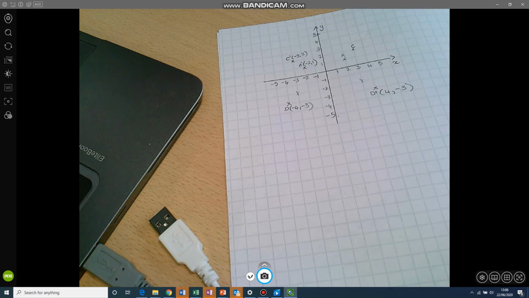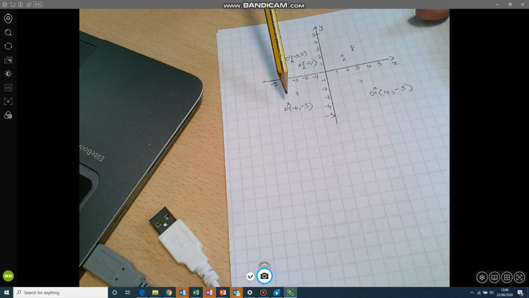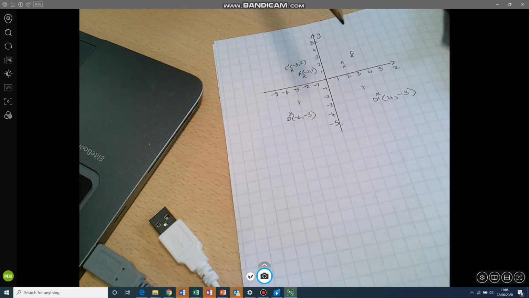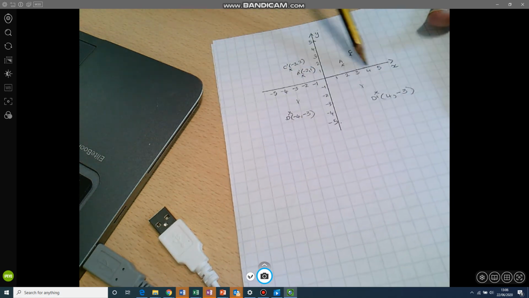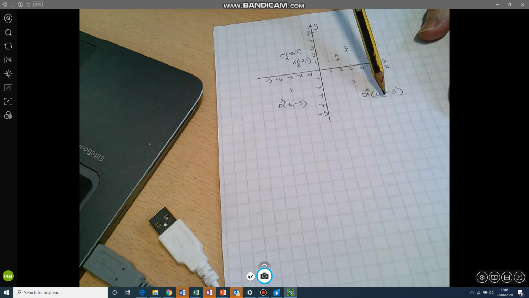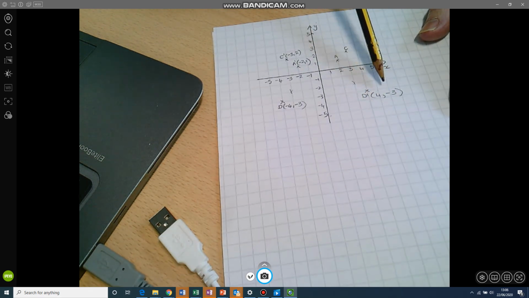D was (-4, -3), which we can see here. Reflection in the y-axis is going to change the x-coordinate to (4, -3). Hopefully you can see that.